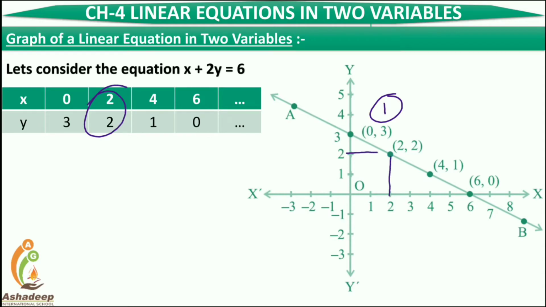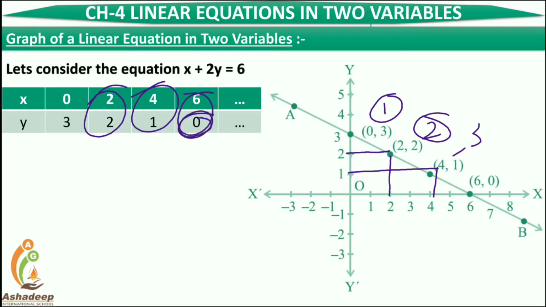So this is the 2, and this is the 2, and this is point number 2. This is 4, 1. So on the x-axis 4, and on the y-axis there is a 1. So this is point number 3. 6, 0. Obviously if the y coordinate is 0, then it is on the x-axis. So this is the point 6, 0. This is point number 4.